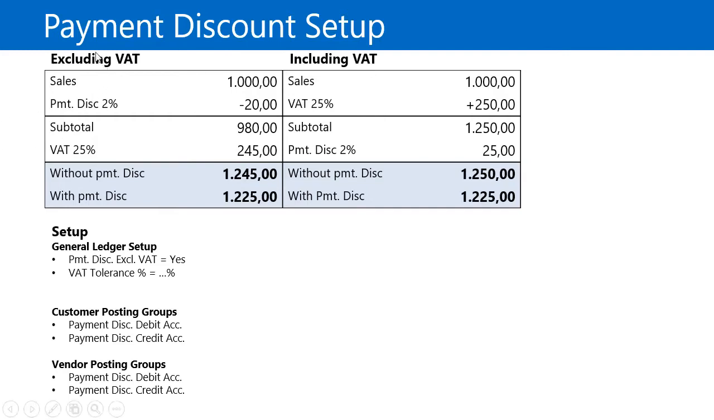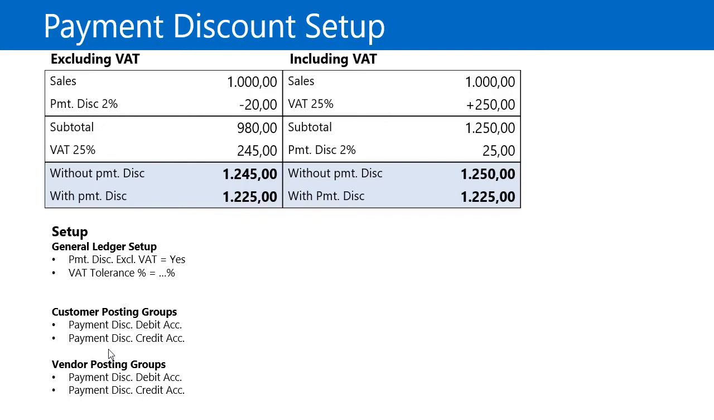So suppose that we're going for the excluding VAT in the general ledger setup, the payment discount excluding VAT should be selected, should be enabled, and we will then enter a VAT tolerance percentage. And the GL accounts to which the payment discounts will be posted can be set up in the customer posting group and the vendor posting group pages. So this is the setup that we need to do for excluding VAT.